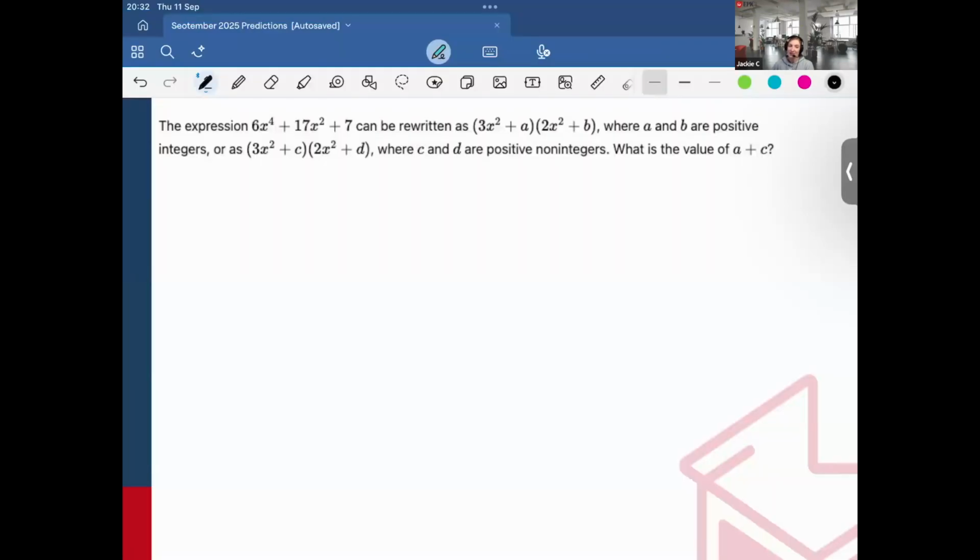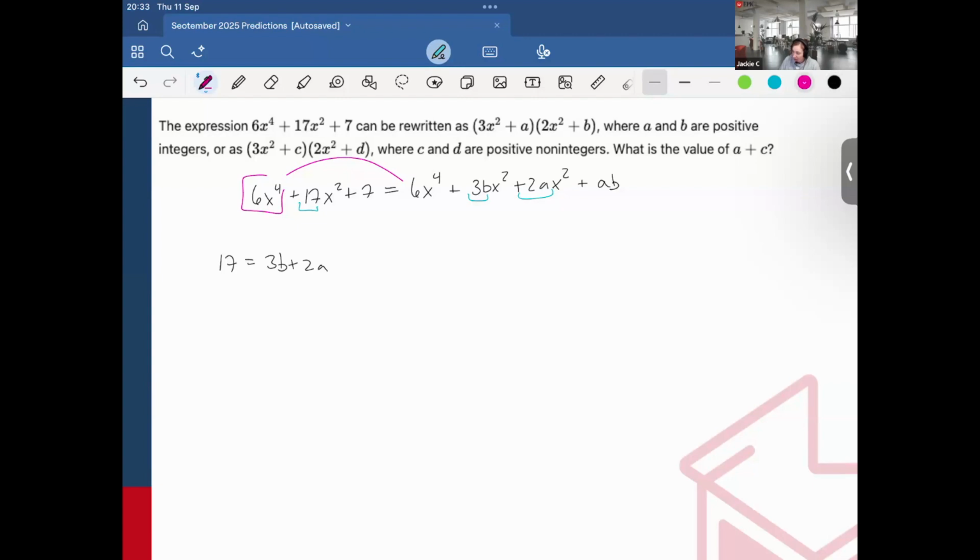Okay, but for those of you who would like to see it algebraically, let's do it. It's just really equation equivalences. So what we would do is 6x to the fourth plus 17x squared plus 7 would be equal to 6x to the fourth, and then plus 3bx squared plus 2ax squared, and then plus a times b. And then we can see equation equivalences. This will be equal to this. I know that 17 will be equal to 3b plus 2a.